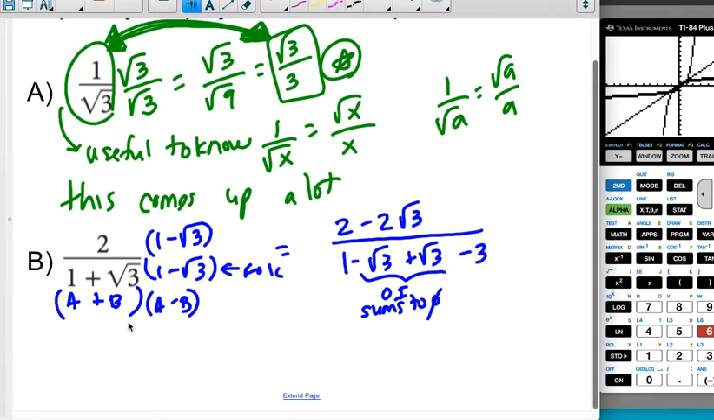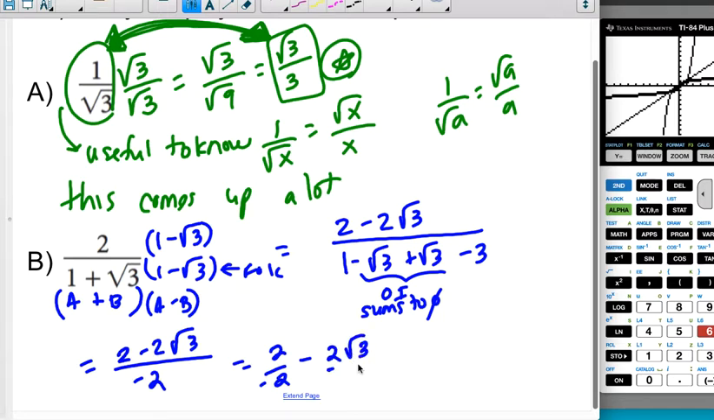And if you need to write it as a root 9 first and then realize that root 9 is a 3, that's fine. But that's the idea. So I end up getting that this is a 2 minus 2 root 3 on the top. And on the bottom, I just get a 1 minus 3, which is a negative 2. So I can actually clean this up and make this a 2 over negative 2 minus a 2 root 3 over negative 2. So I'm pretty sure I get negative 1 plus root 3, right? Again, I can't divide into the root, but I can simplify the number in front of the root.